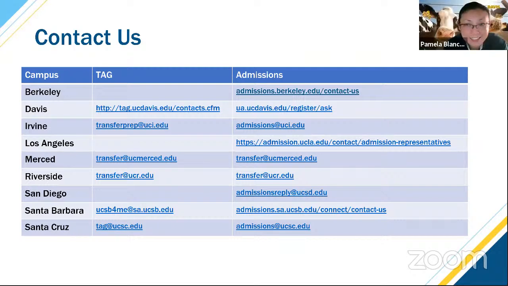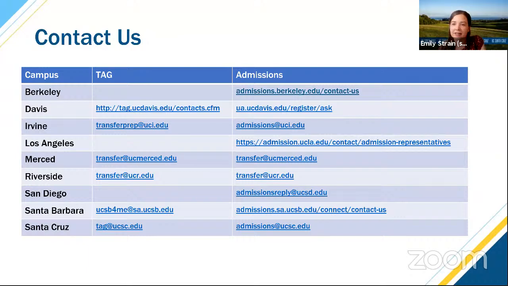All right, thank you, Lisa. And the next question is for Emily. Do I have to list the major on my TAG on the UC application? Great question. Yes, as a transfer student, you do need to have a major that you plan to apply to.